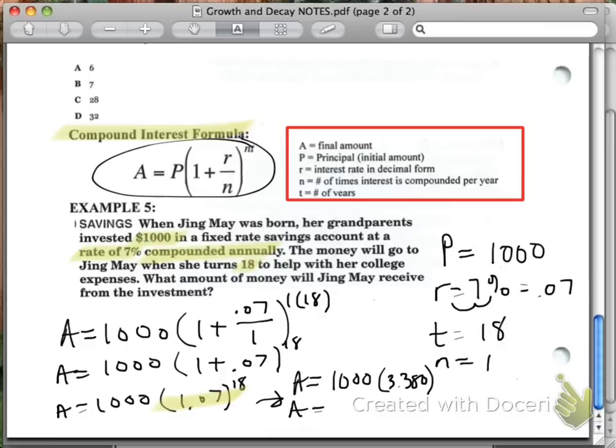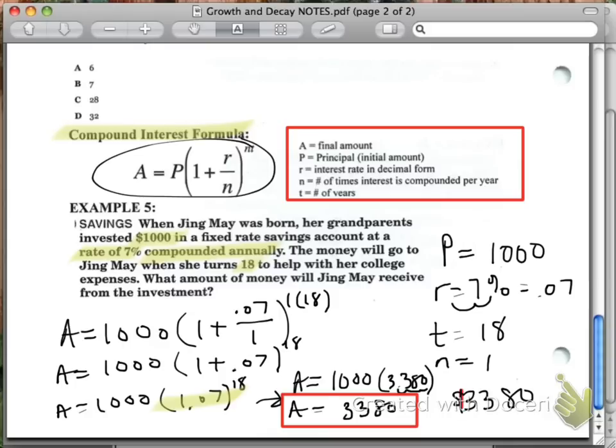And I continue to simplify. 1,000 times 3.380. All I got to do is move the decimal spot 3 places here, and it gives me 3380. Okay, and there's some change there. That's not an exact figure. That's approximately 3380, but that'll be her money when she turns 18. So, not the greatest investment. They invested $1,000, and she made only about $2,380 off of that. So, at the end of the day, she ends up with roughly $3,380.